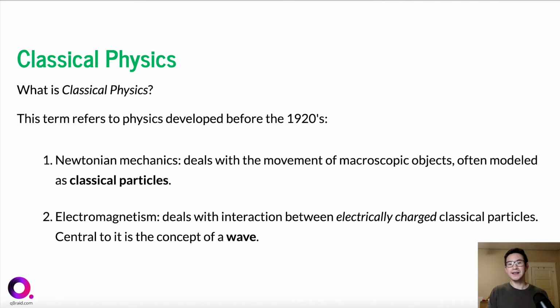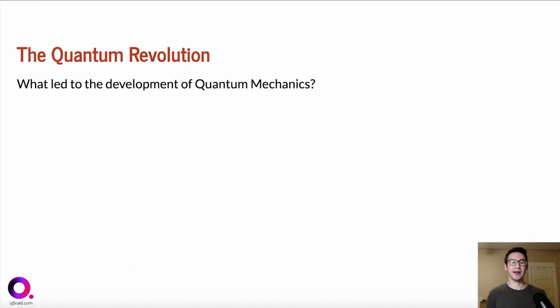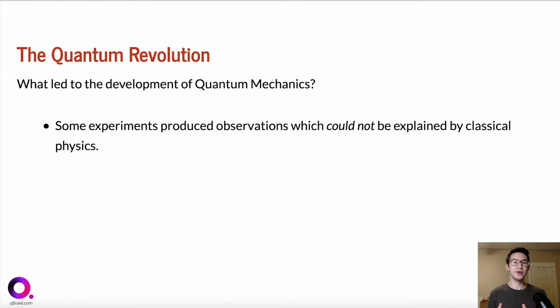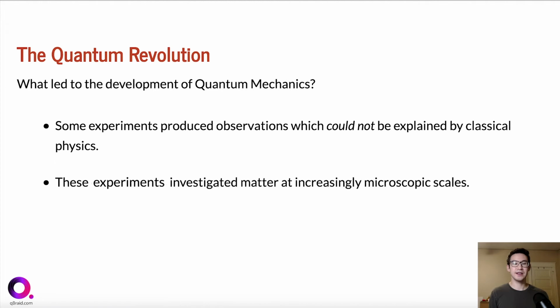And so, what is it that led to the development of quantum mechanics? Well, towards the end of the 19th century, some physical experiments produced observations that could not be explained by classical physics. So neither by classical mechanics nor by electromagnetism. And in particular, many of these experiments investigated matter at increasingly small scales.